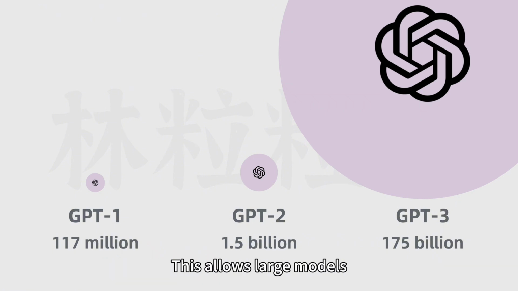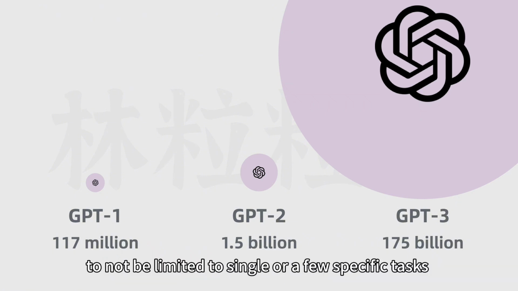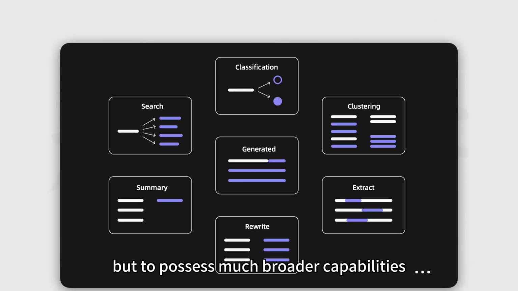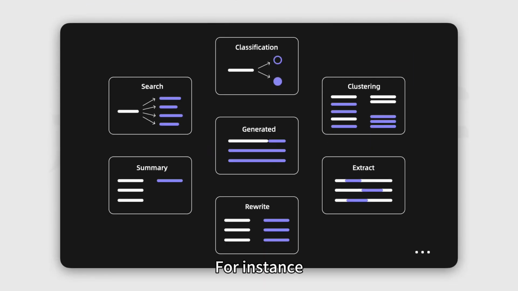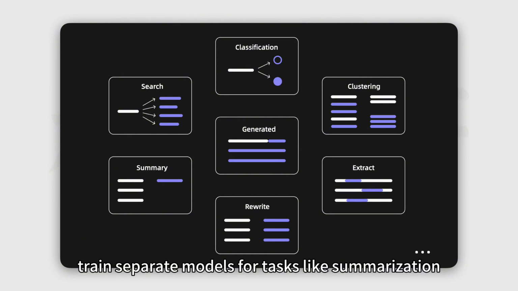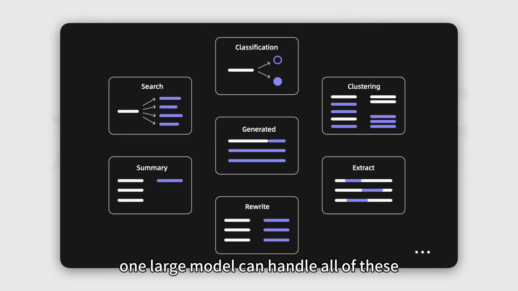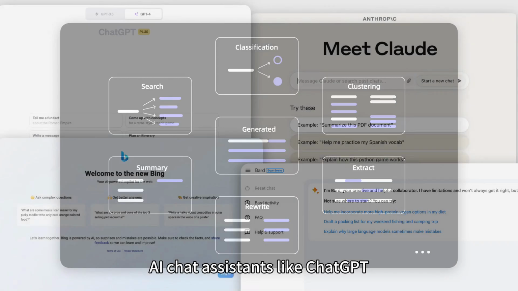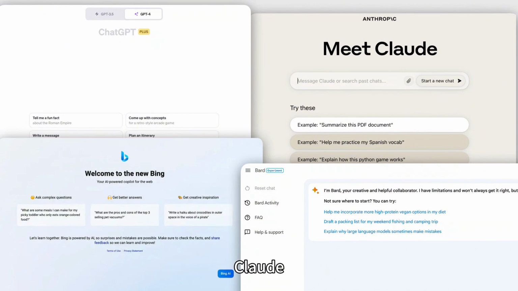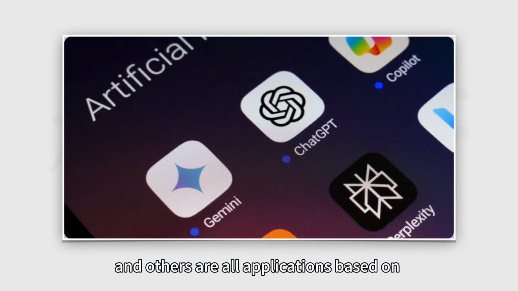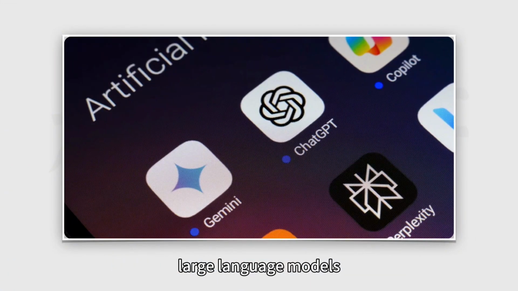This allows large models, unlike smaller ones, to not be limited to single or a few specific tasks, but to possess much broader capabilities. For instance, previously we might have needed to train separate models for tasks like summarization, classification, extraction, etc. But now, one large model can handle all of these. AI chat assistants like ChatGPT, Claude, and others are all applications based on large language models.